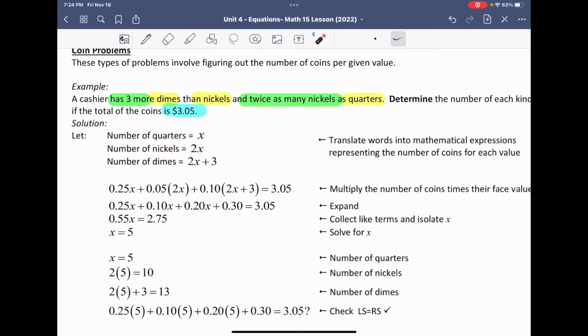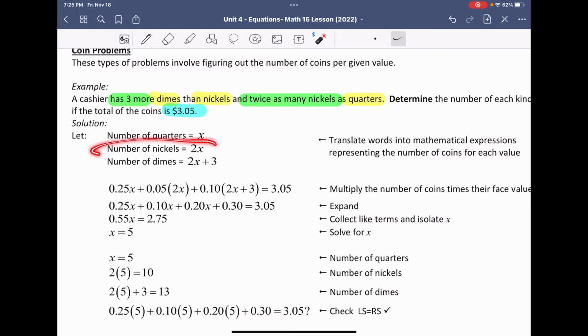And then they say there's 3 more dimes than nickels. And if there was twice as many nickels as there are quarters, then it's going to be 2X plus 3, meaning 2 times the amount of quarters plus 3, or the amount of nickels plus 3. Now we know that a quarter is 0.25, a nickel is 0.05, and a dime is 0.10. And then we're going to multiply that to each of the X values here, or each of the numbers of quarters that are symbolic. So our number of quarters is 25 cents times the number of actual quarters we have.